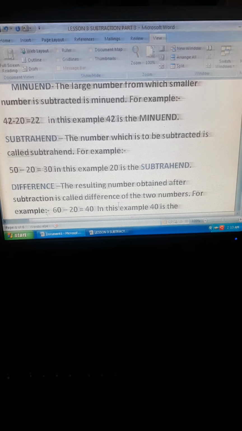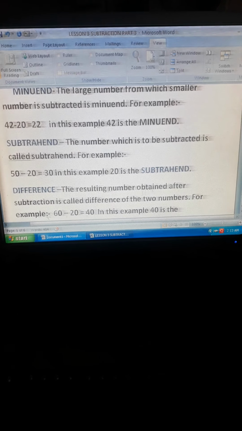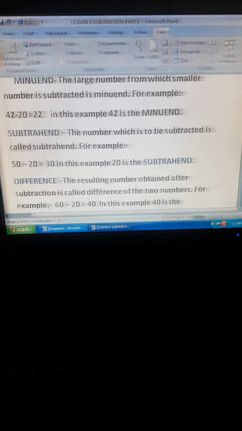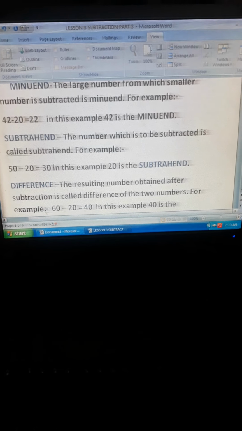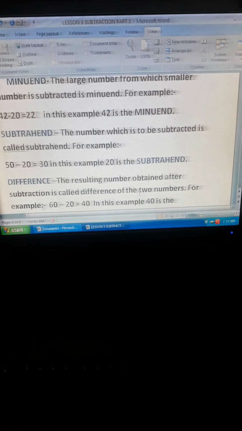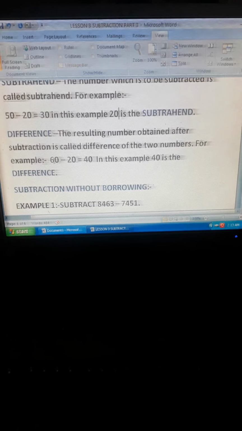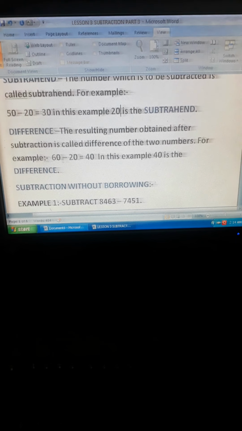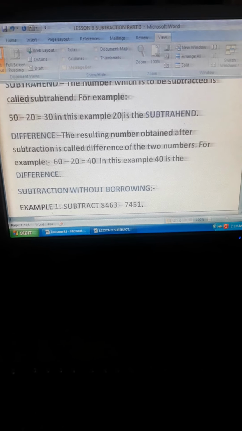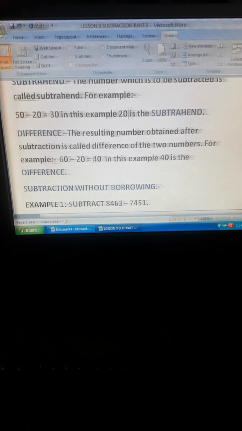Then coming to difference, the resulting number obtained after the subtraction is called the difference of the two numbers. For example, 60 minus 20 is 40. In this example, 40 is the difference. So in this example, 60 minus 20 is equal to 40, 60 is the minuend, 20 is the subtrahend and 40 is the difference.